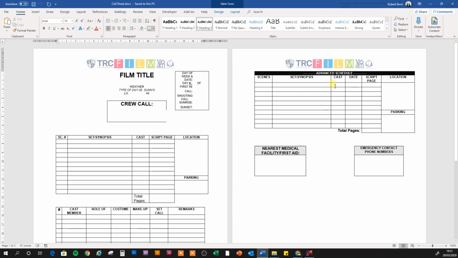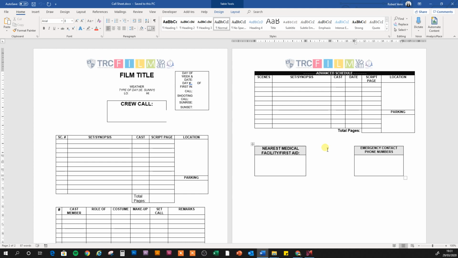In here, advanced schedule, what you're going to be doing tomorrow. In there, nearest first aid facilities and emergency contact numbers. Okay? These are for your benefit. They will be massively useful to you. Most people tend not to fill these in until they finish filming, which is stupid. They're there for a good reason. It's so that you don't mess up. Alright? Everyone needs to know what they're doing, when they're doing it, and where they're doing it.